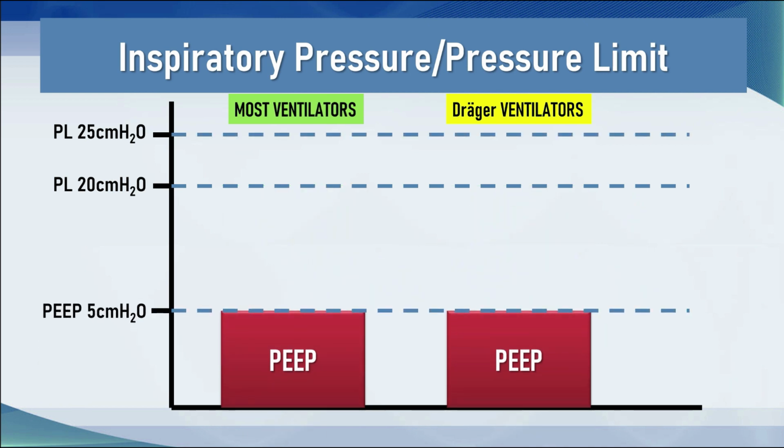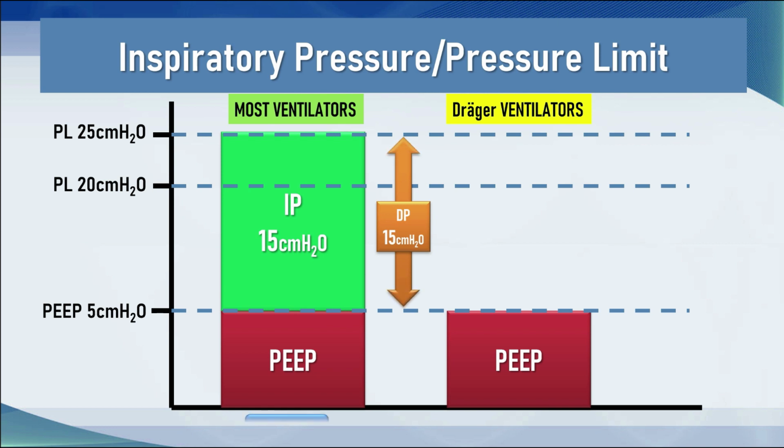Now we have increased the PEEP to 10 centimeters of water on both ventilators. On the Puritan Bennett, the IP, the inspiratory pressure, is still set at 15. So when the ventilator cycles to inspiration, the pressure limit is 25 centimeters of water, the driving pressure is 15 centimeters of water, and the tidal volume remains 450 mils.